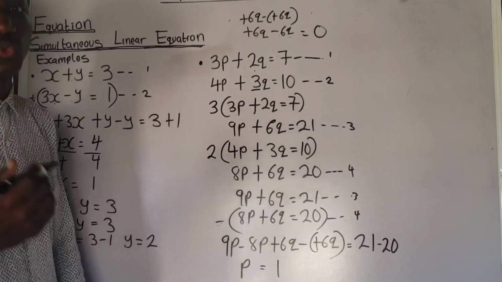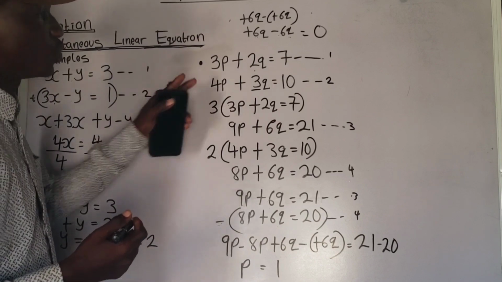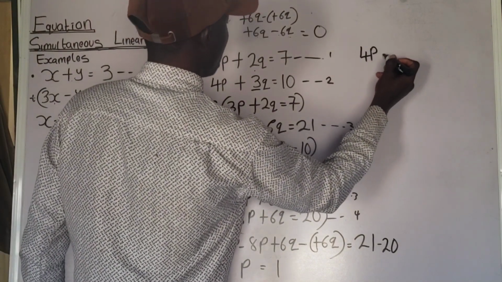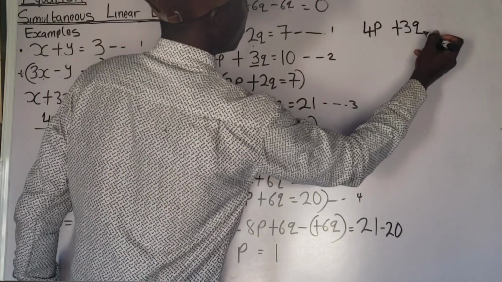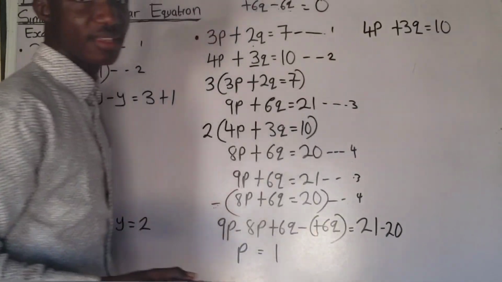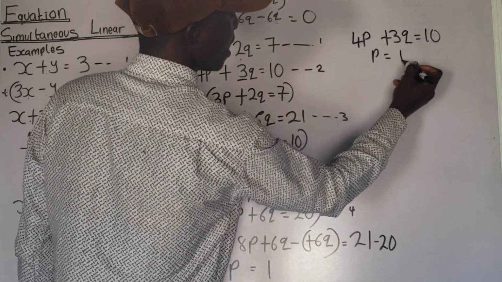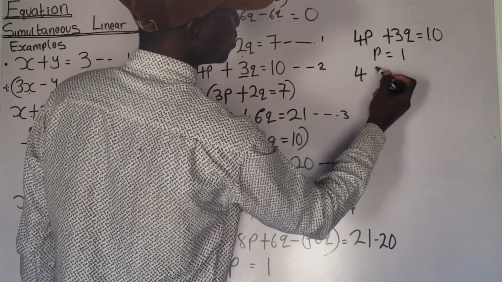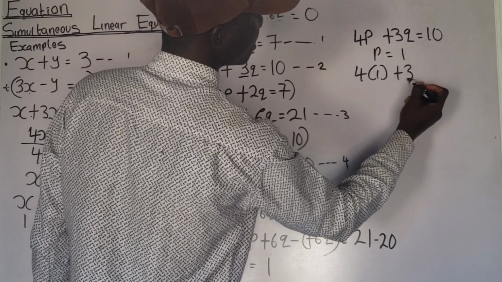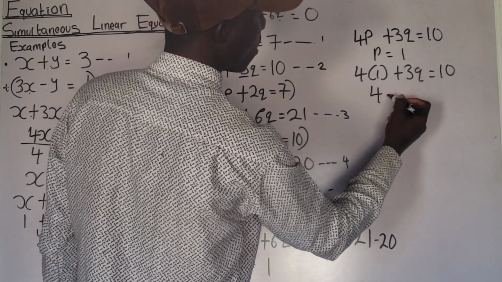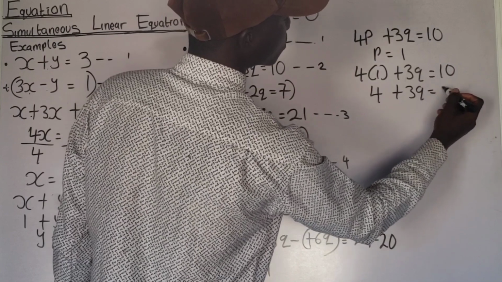Which equation should we use? Let's use equation 2. Equation 2 is 4p plus 3q equals 10. Now when p equals 1, I'm going to have 4 into bracket 1 plus 3q equals 10. Now 4 times 1 is 4. So I'm going to have 4 plus 3q equals 10.